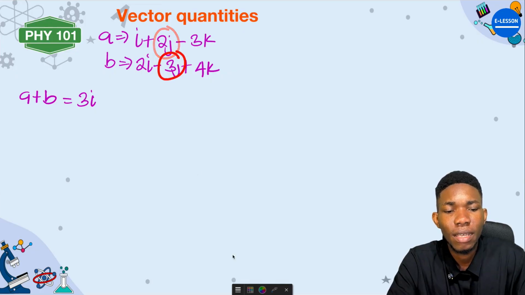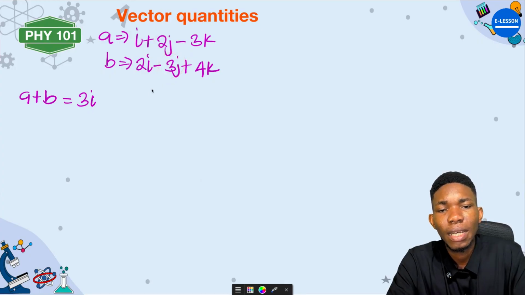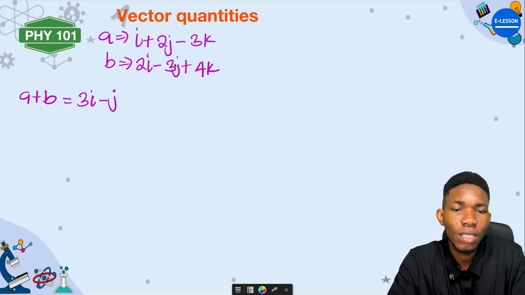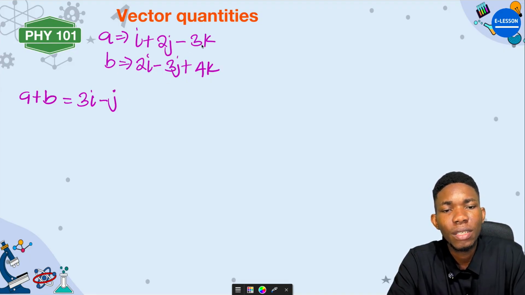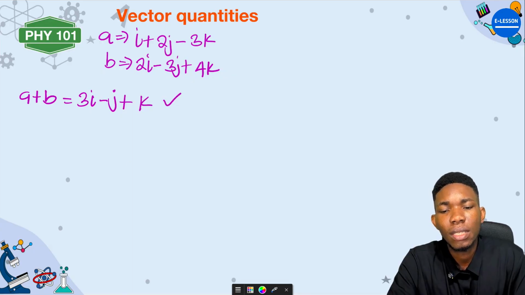Remember there's a negative here. So it's going to be 2j plus minus 3j. That will give us 2 minus 3j, which will give us what? Minus j. 2j plus minus will give us minus 3j. 2 minus 3j will give us what? Minus j. Then minus 3k plus 4k. That will give us plus k. So our A plus B is this answer.